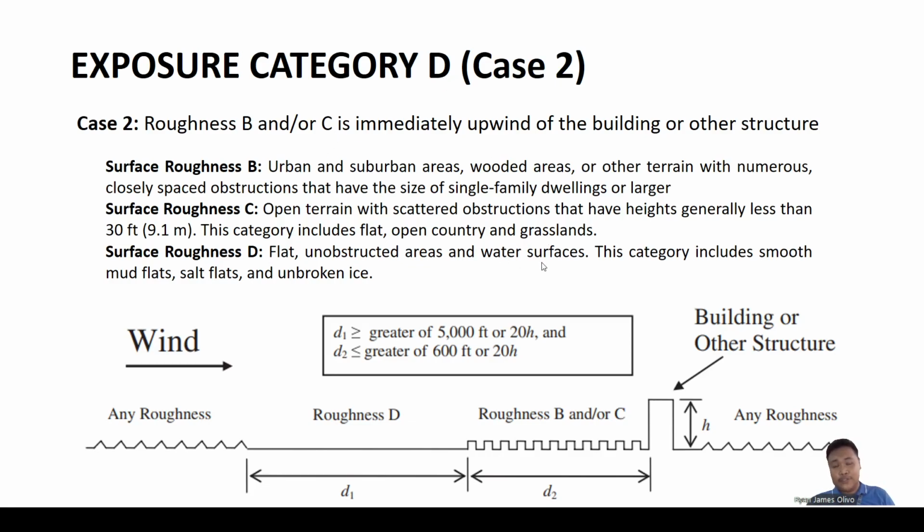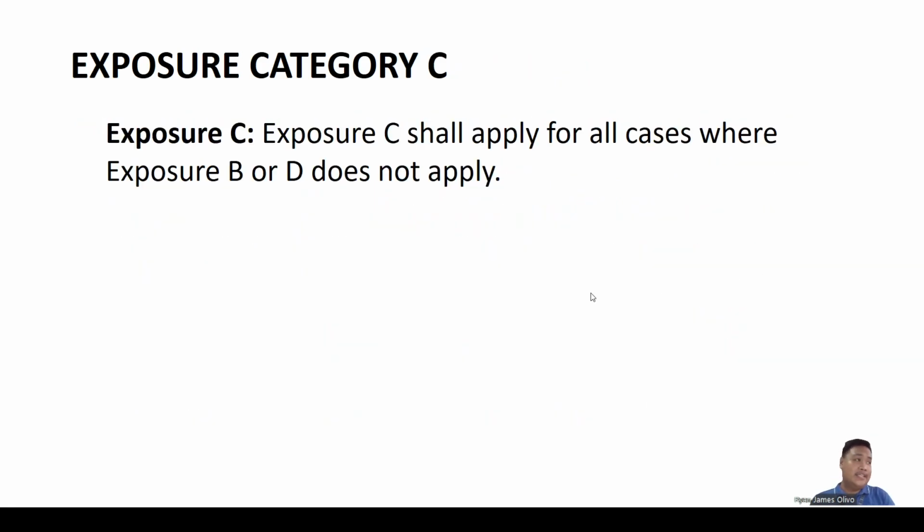Then what is exposure category C? Exposure category C is anything that is neither B nor D. So if you are not really sure of your category, consider category C. But if you are sure that it is B, for example you are constructing your building in a location with many buildings or many obstructions like small houses and trees, consider that the wind there does not give so much force or high wind load. So consider exposure category B.